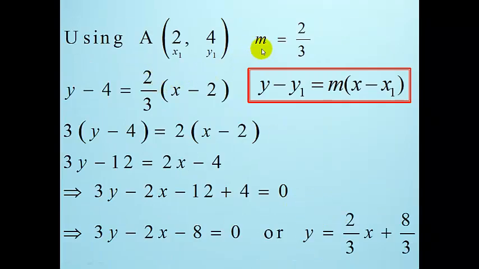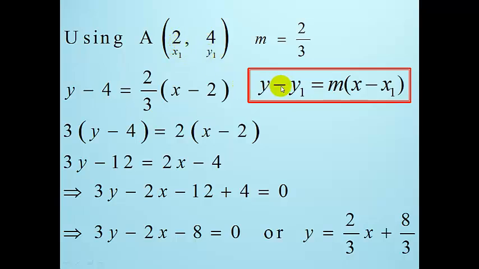Now the gradient gives us 2/3. After calculating for the gradient, we had m to be equal to 2/3. Now using any of the points, you can either use point A or point B together with the gradient to find the equation. Now in this case, we are using point A together with the gradient. Now with point A, (2, 4), x1 is 2 and y1 is 4.